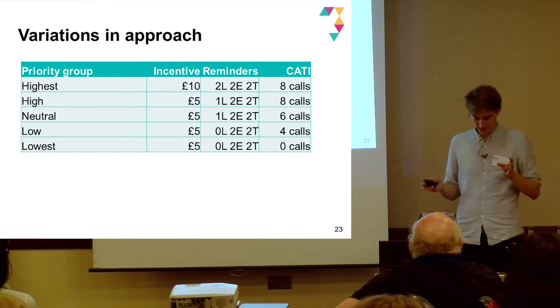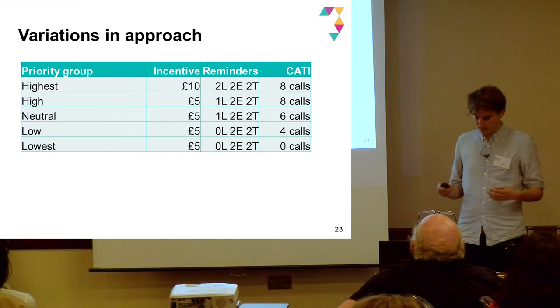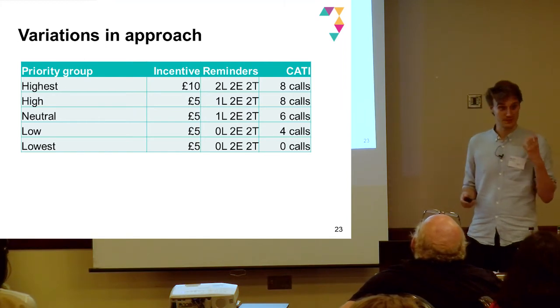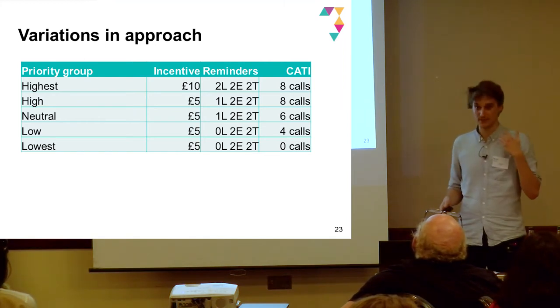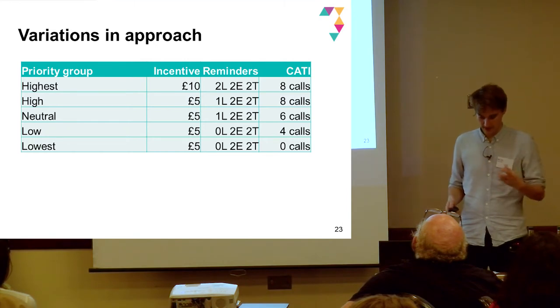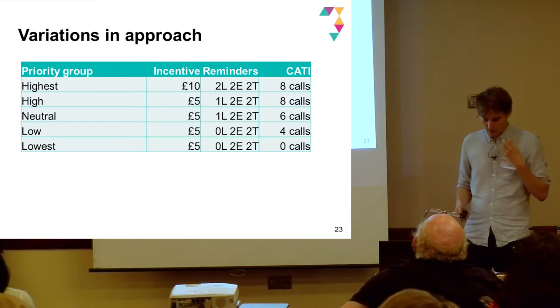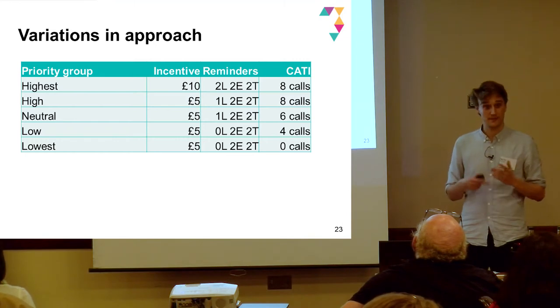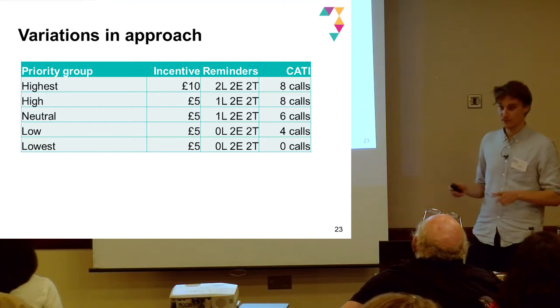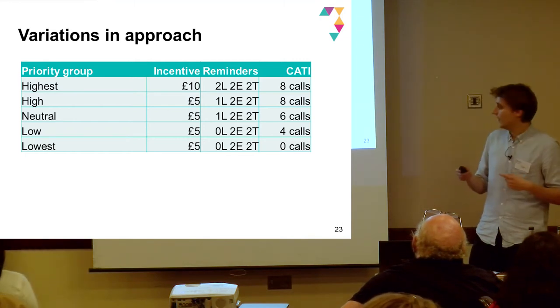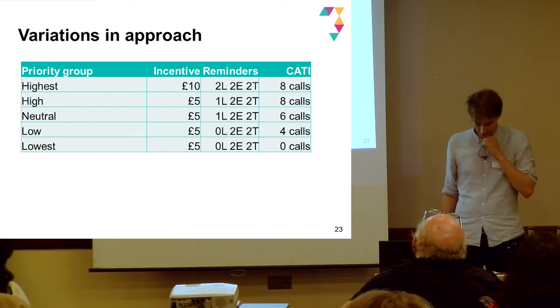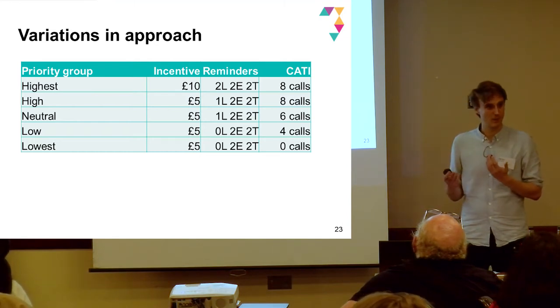We then change these to varying degrees. So far, the highest and lowest groups receive the most extreme changes. The highest group incentive is raised up to £10 and receiving an additional reminder letter, while the lowest group are not issued to our telephone unit at all and receive no reminder letters. The high and low group get some kind of variation in between, but actually only slightly, quite modest changes.